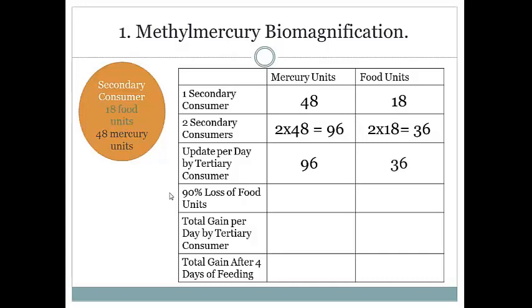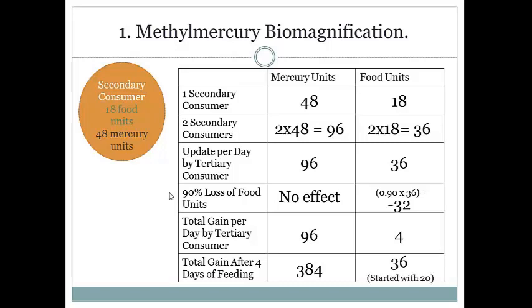Once again, we lose 90% of our food units as heat to the environment. There is no effect on the mercury units. If we lose 90% of 36, that's going to be roughly 32, which means that each day that the tertiary consumer eats the secondary consumers, it obtains 96 mercury units and 4 food units. If we repeat this for a total of 4 days of feeding, we end up with a tertiary consumer that has 384 mercury units and 36 food units.